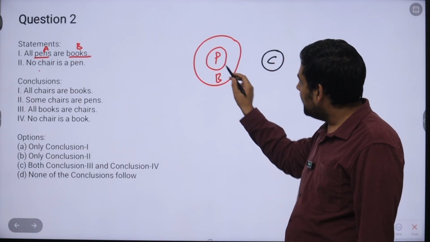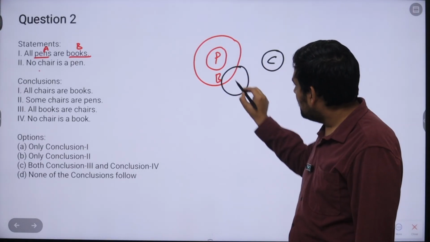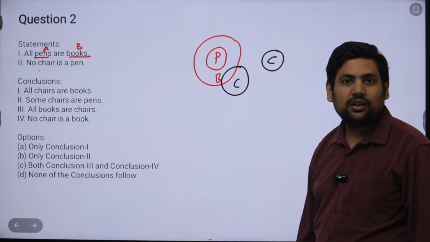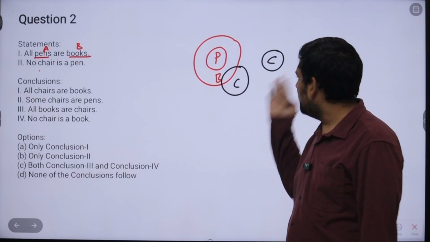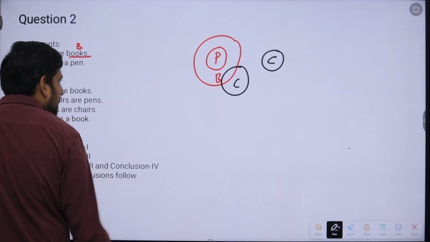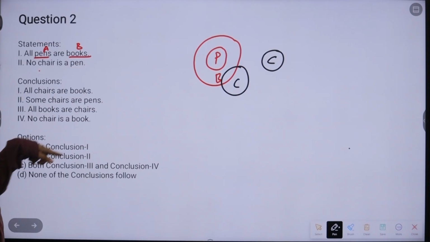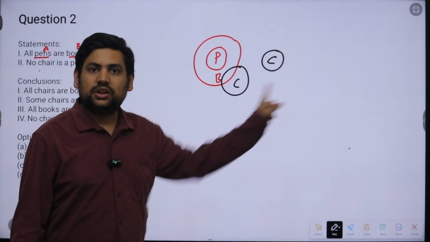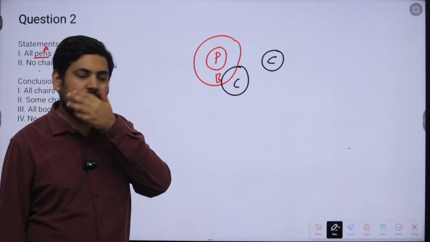Other possibility: yes, it must not intersect with pen, but it can still intersect with these books, correct? Intersection with books is possible. Again, two possible diagrams. Done. Now if these statements are absolute statements, it must hold in both the diagrams. Then only we can call it correct with definite reason.